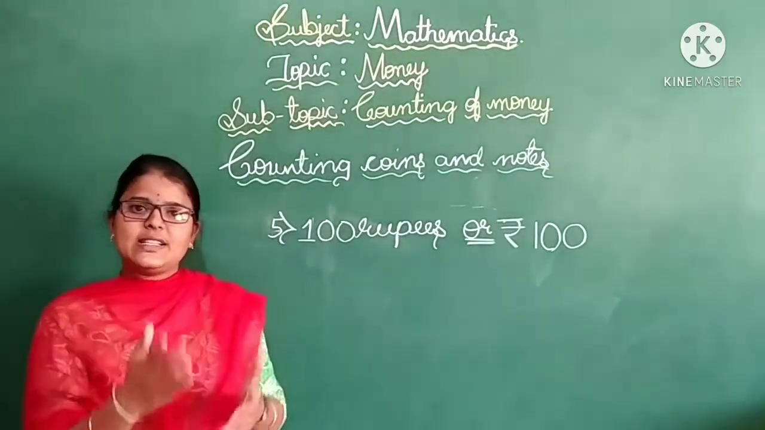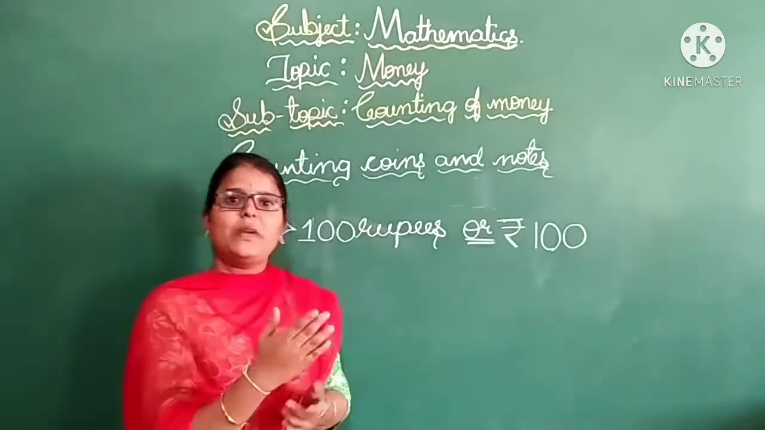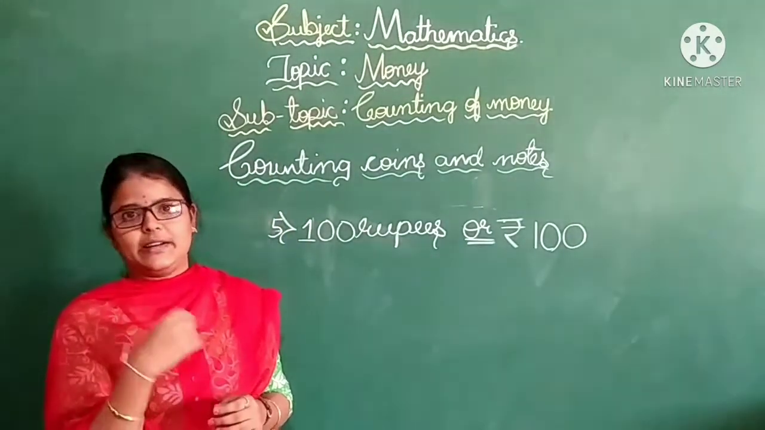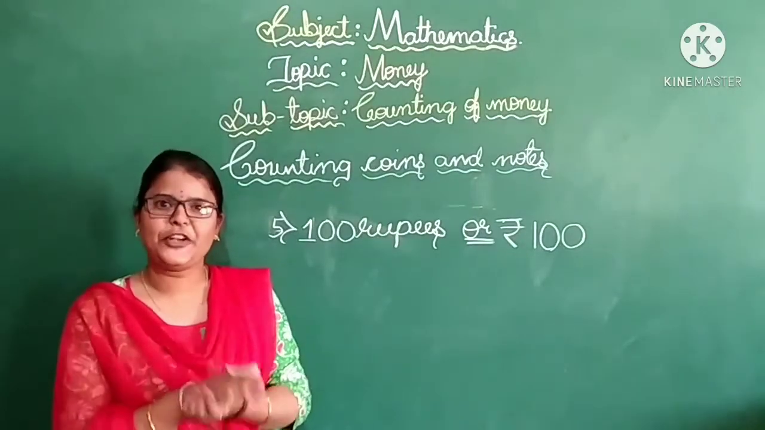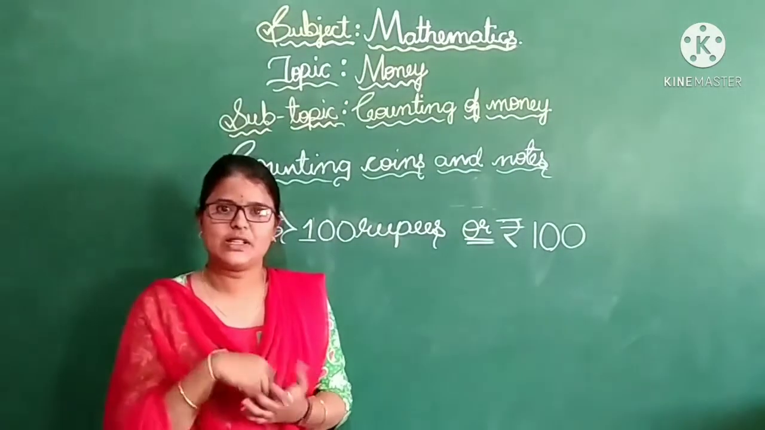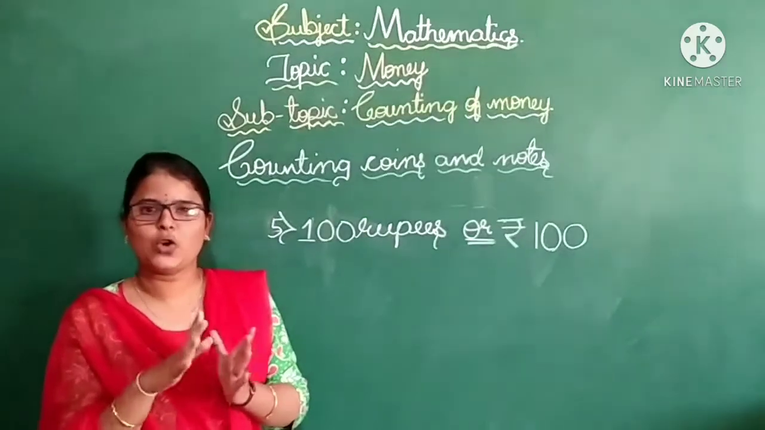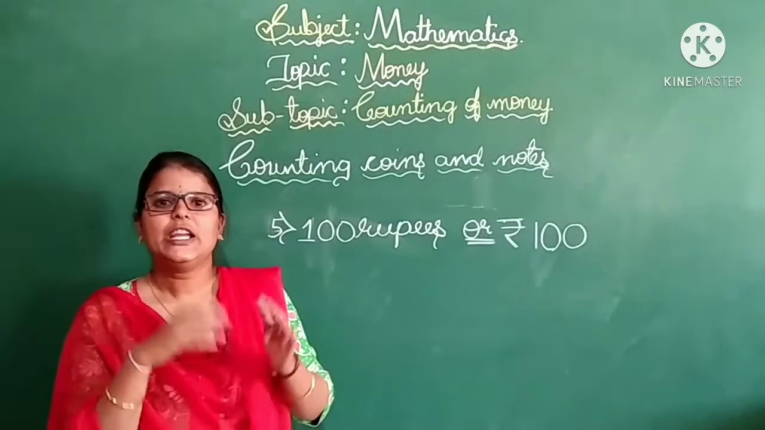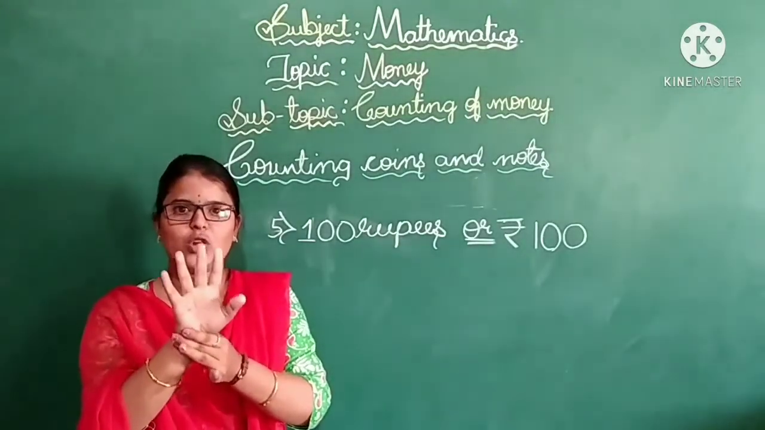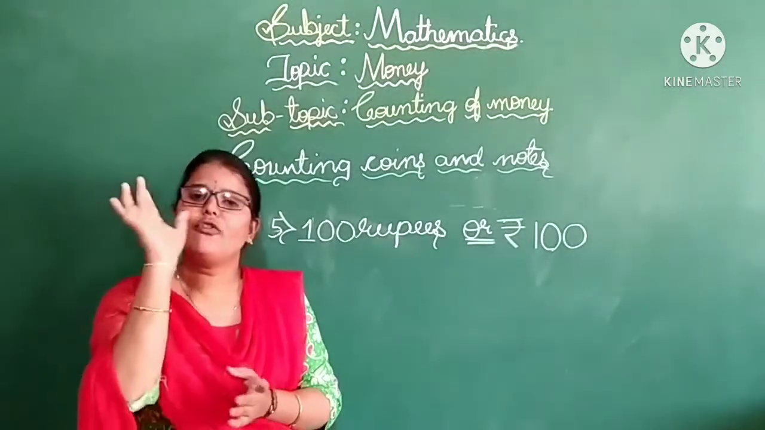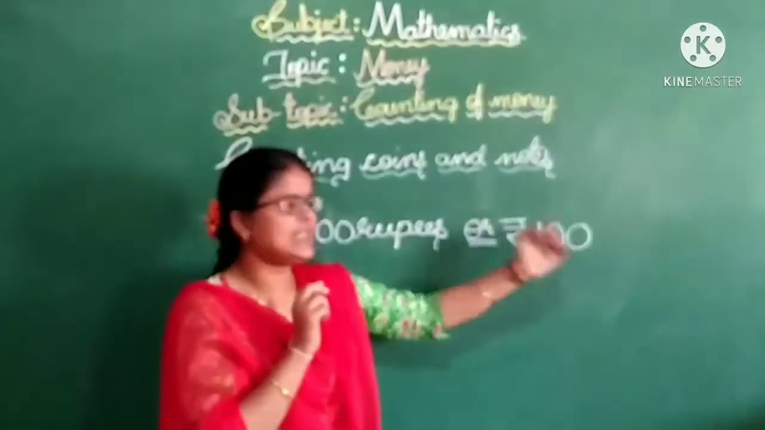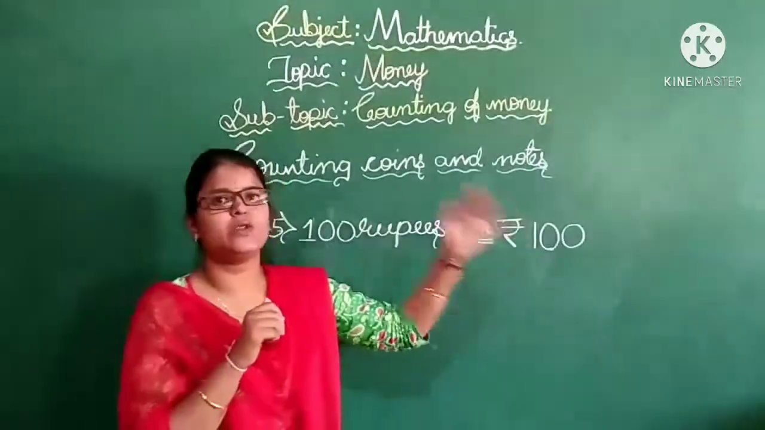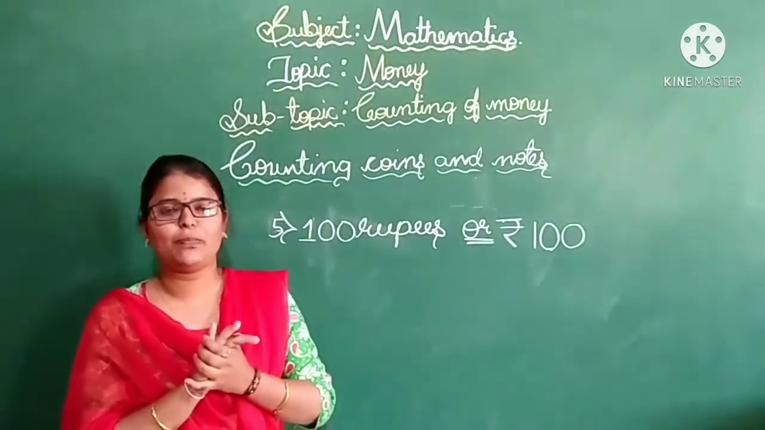In the same way, how can we make 100 rupees by using 20 rupee notes? See here. If we add the 20 rupee note 5 times, then it is equal to 100 rupees. If you have 5 20 rupee notes, then it is equal to 100 rupees. This is how the 100 rupees is formed using the 20 rupee notes.